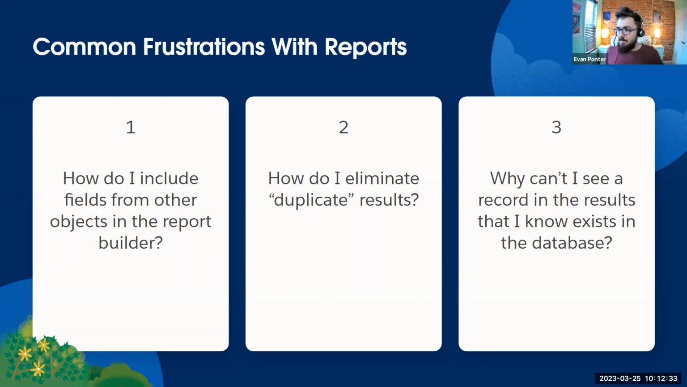The third frustration people have with reports is they will clear all of the filters from the filters panel and they will be looking for a record that they swear exists. They know it exists. They can search for it in global search. It comes right up. They have access to it. But for whatever reason, they can't get that record to show up in their report results. And the reason, especially on this third item, for all of these frustrations people have with reports, boils down to 5 distinct things. So I want to step through each of those 5 reasons with you now.